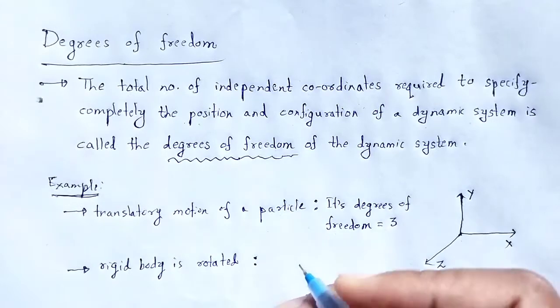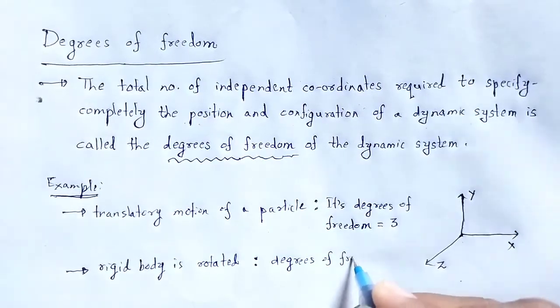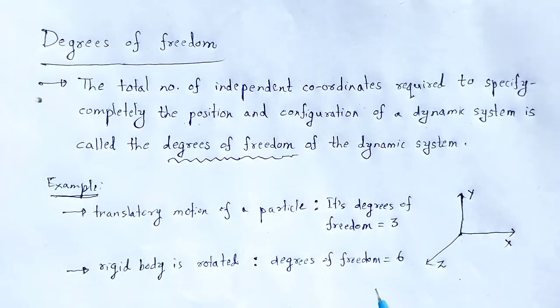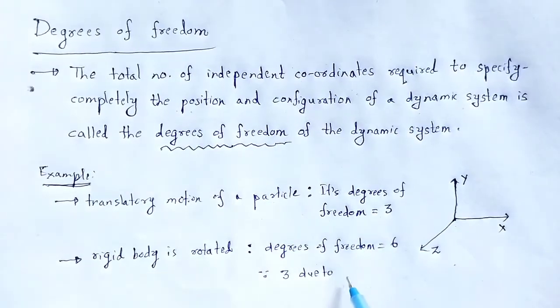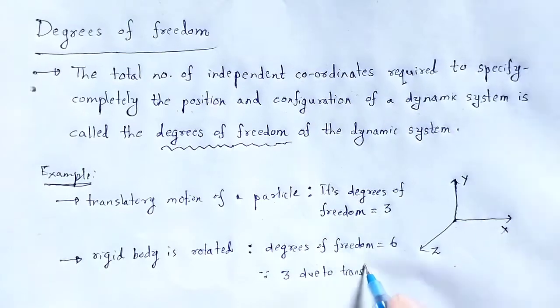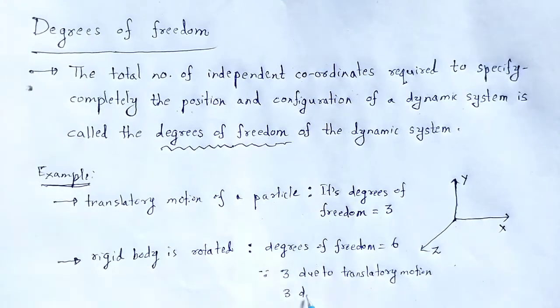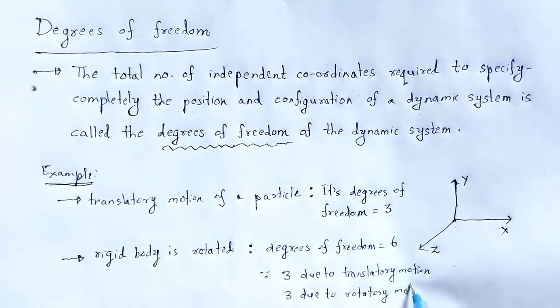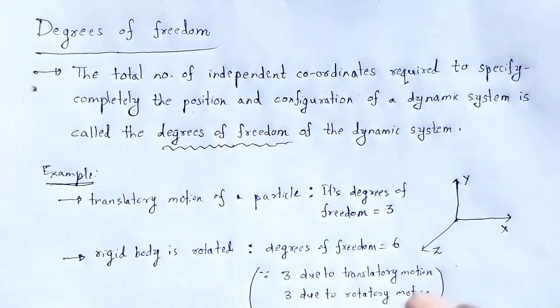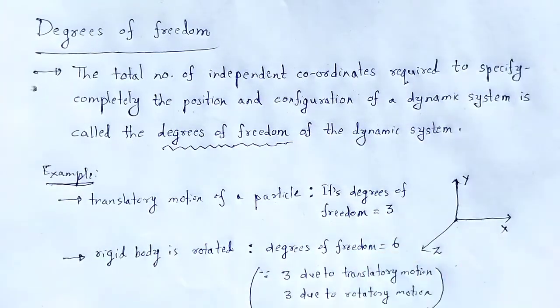So here its degrees of freedom will be 6. Why? Since 3 due to translatory motion and 3 due to rotatory motion. In this way, 6 independent coordinates are required to describe the configuration or position of a rigid body when it is rotated about an axis. For rigid body rotation, the degrees of freedom will be 6.